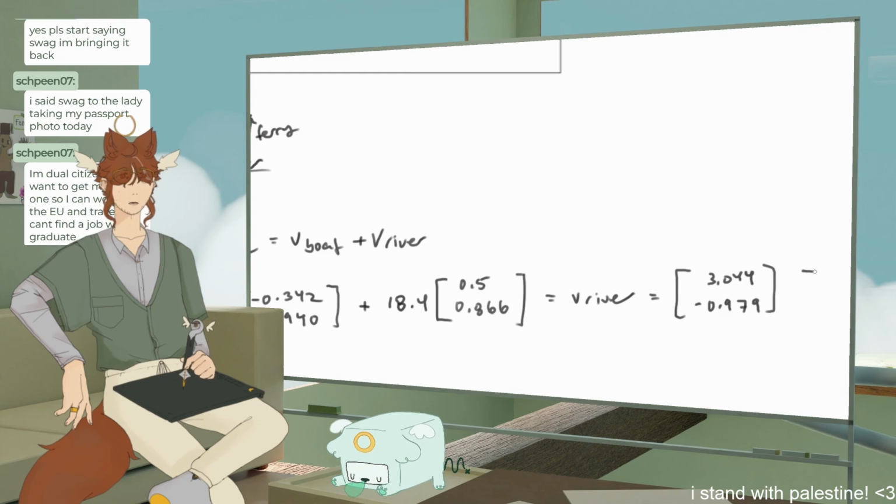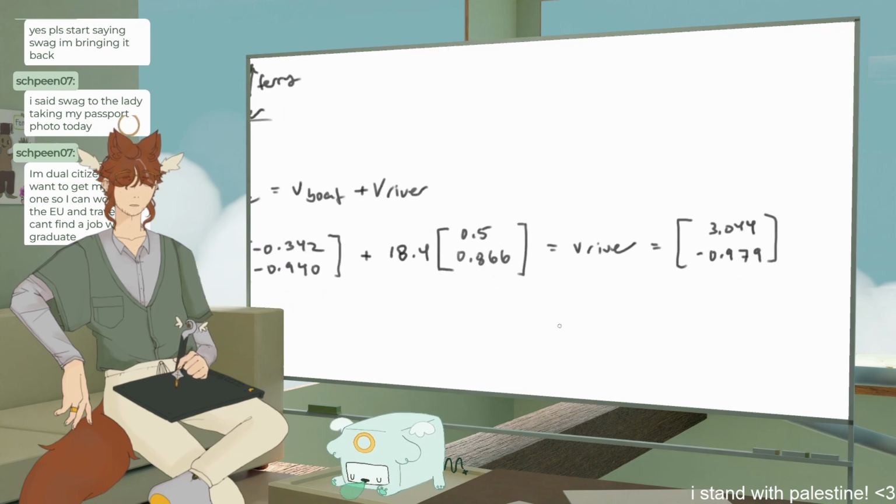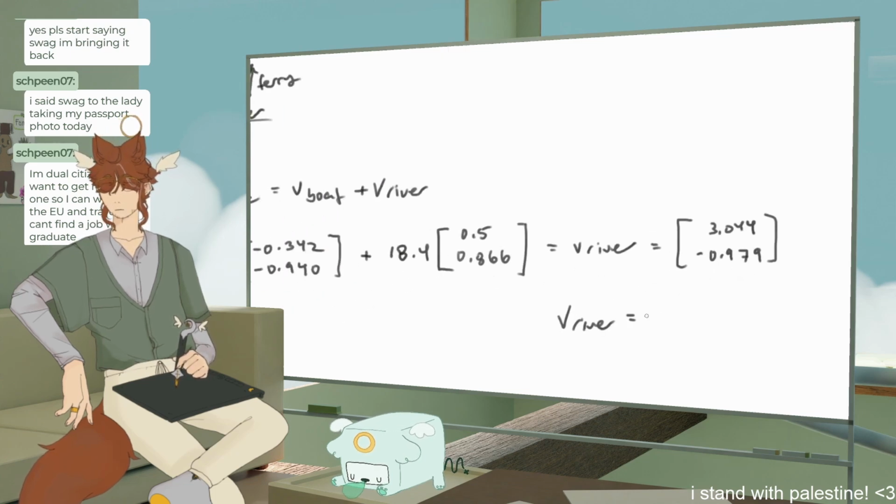Okay, so it is this kind of direction. And the magnitude is, so V river, please be right. I also want to get my Irish passport so I can work in the EU and travel if I can't find a job when I graduate. Yeah, that's awesome. That's swag, if you will.